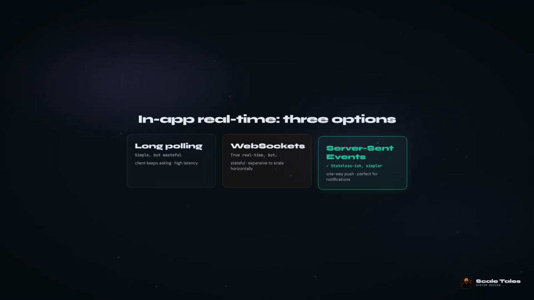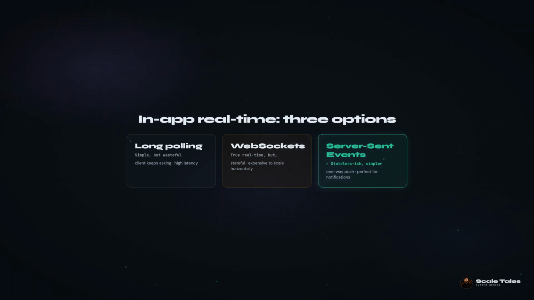In-app real-time bell. 3 options. Long polling, browser keeps asking the server, any new notifications, every few seconds. Simple but wasteful. High latency. WebSockets, true bidirectional real-time, but stateful. Expensive to scale horizontally, every server needs to know which connections exist. Server sent events, server pushes to client one way. Stateless-ish. Much simpler than WebSockets for notifications, which are inherently server to client.